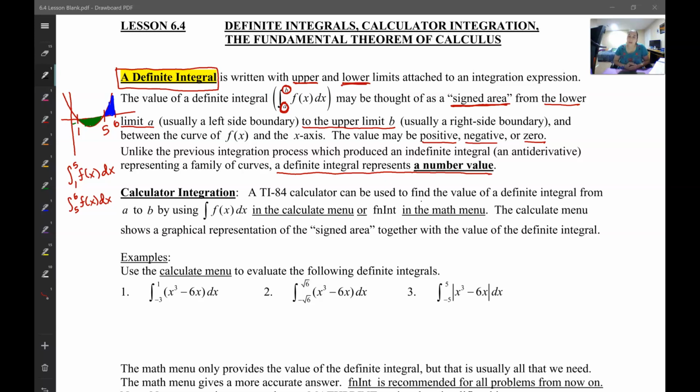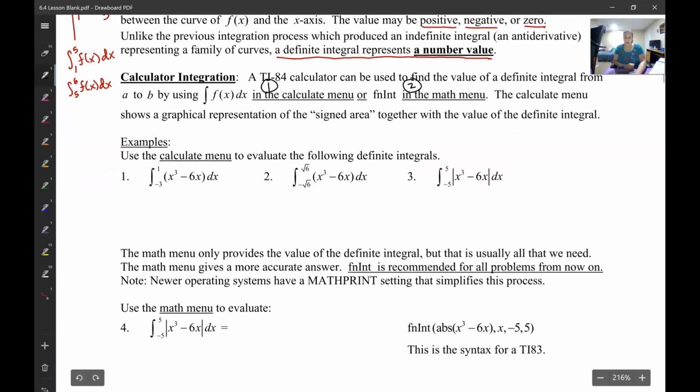Let's talk about calculating definite integrals using a calculator. We have two options. We have the calculate menu or the math menu. Let's look at the calculate menu first. So here's our examples. Now, couple steps to using the calculate menu.